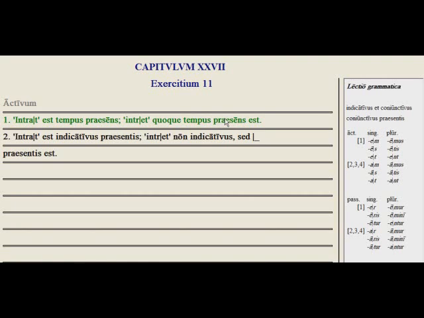So you can have the present tense of the indicative and the present tense of the subjunctive. Intrat est indicativus praesentis. Intret non indicativus, sed blank praesentis est. Intrat, he enters, is the indicative of the present. Intret is not indicative, but it is the subjunctive of the present. And so the word for subjunctive is conjunctivus.